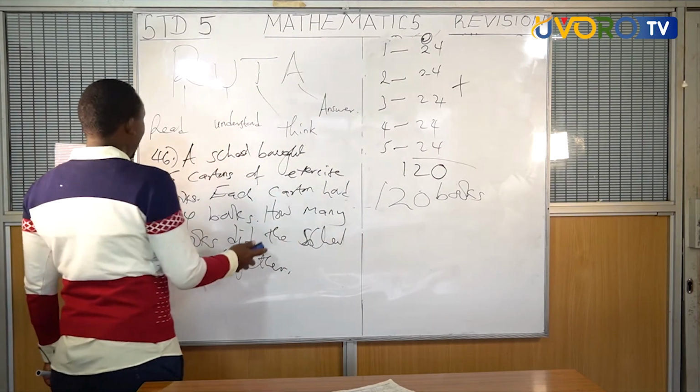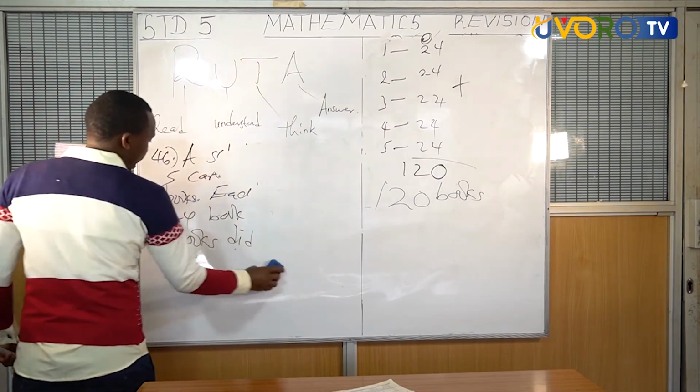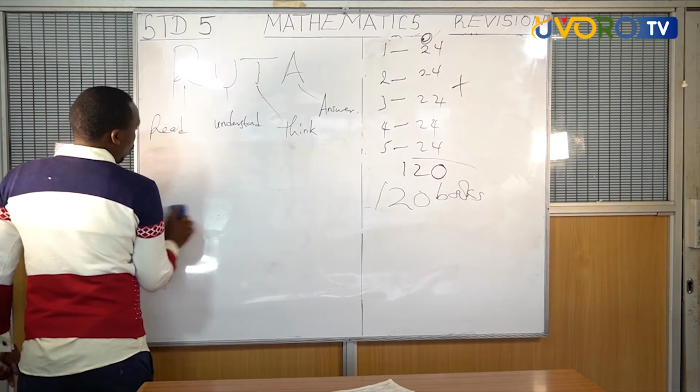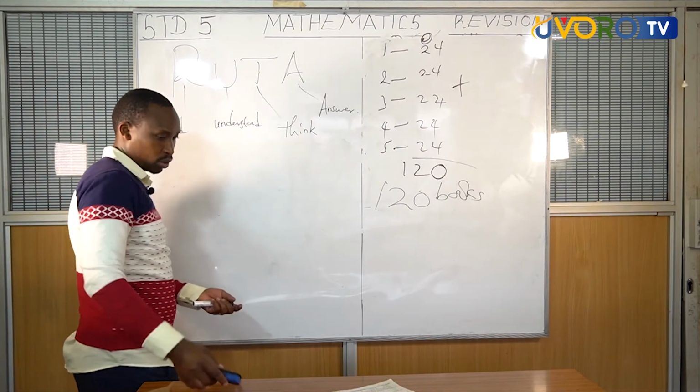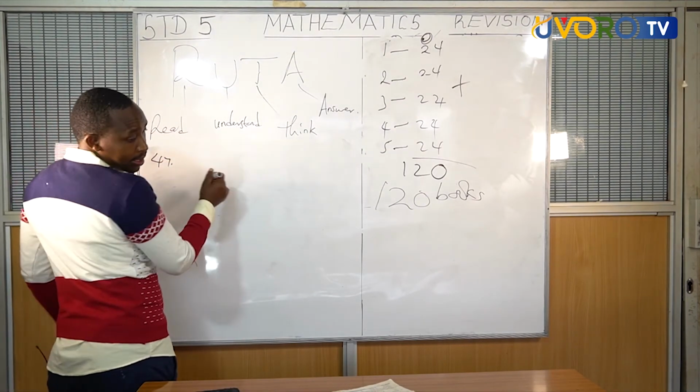Question number 47. We are coming to the end of our lesson. That is why you need to be very keen. Question number 47. 5 times box equals 45. Class 5, read: 5 times dash equals 45. U for understanding, using our formula.